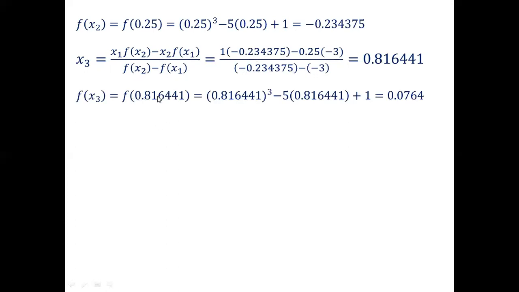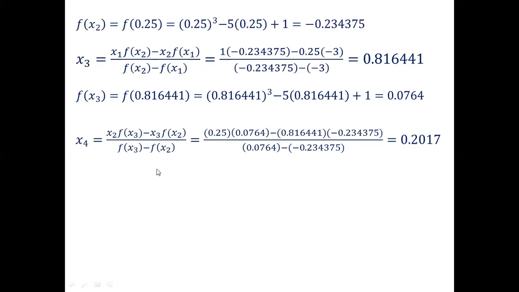Find f of x3. f of 0.816441 equals x cube minus 5x plus 1. So x is 0.816441 whole cube minus 5 into 0.816441 plus 1. Simplification gives 0.0764.